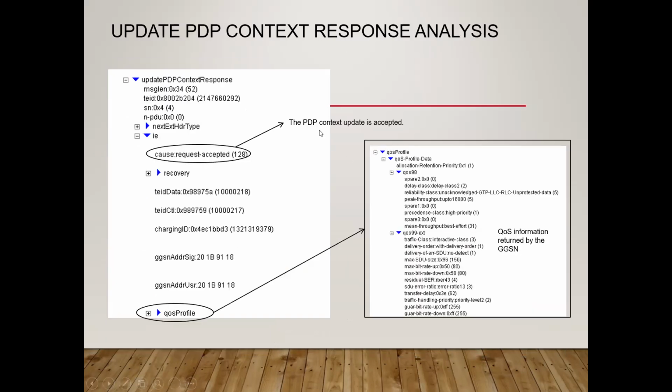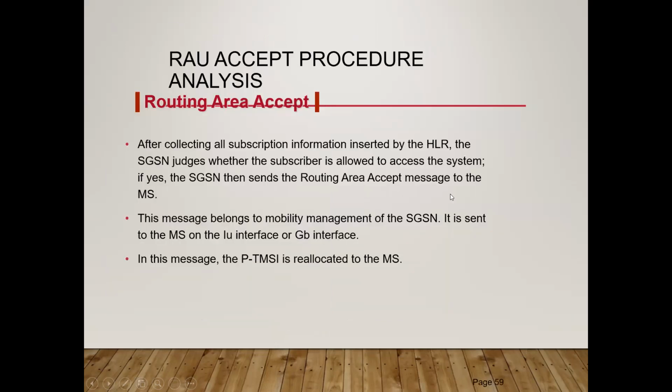This is the response from GGSN. It says that okay, request is accepted. The GGSN will send its tunneling ID of data and control plane. It will also send the charging ID. Then GGSN will also send its signaling and user plane IP addresses, and it will send the quality of service information that it has agreed upon to the SGSN.